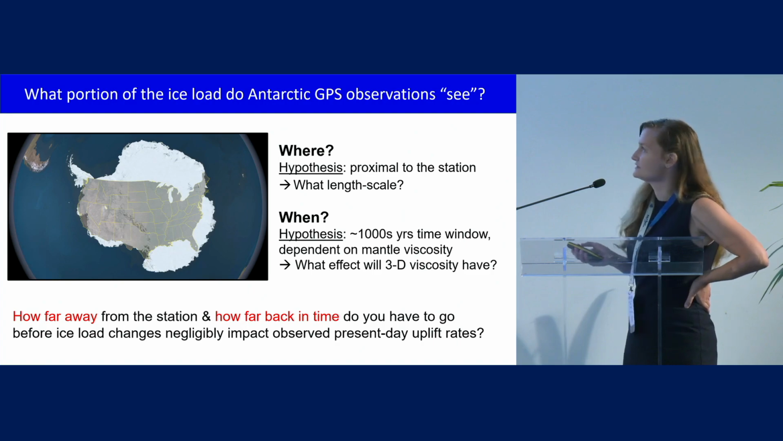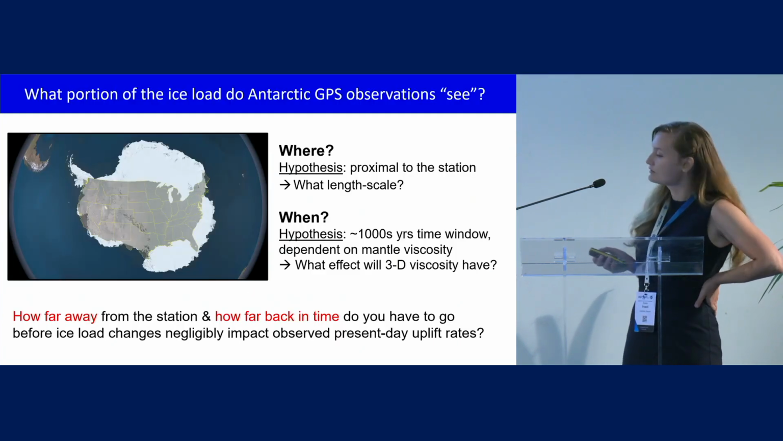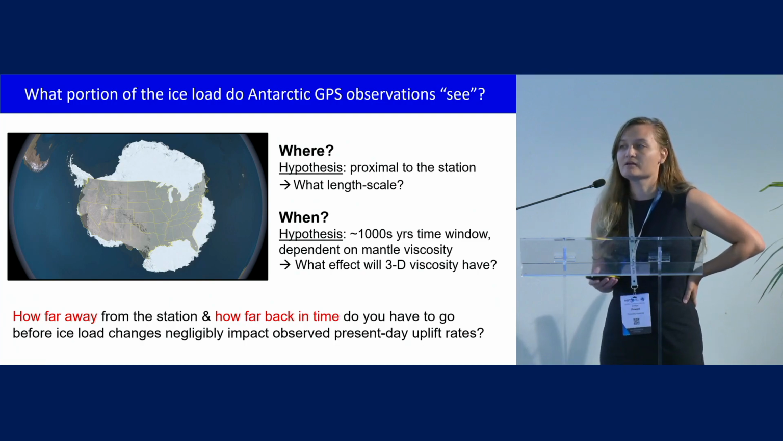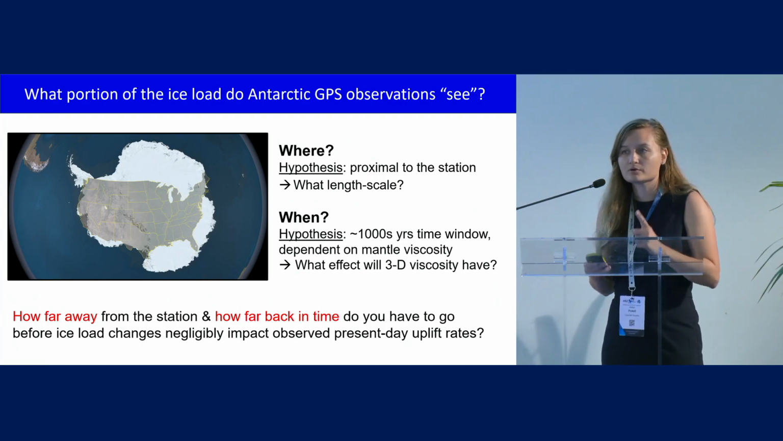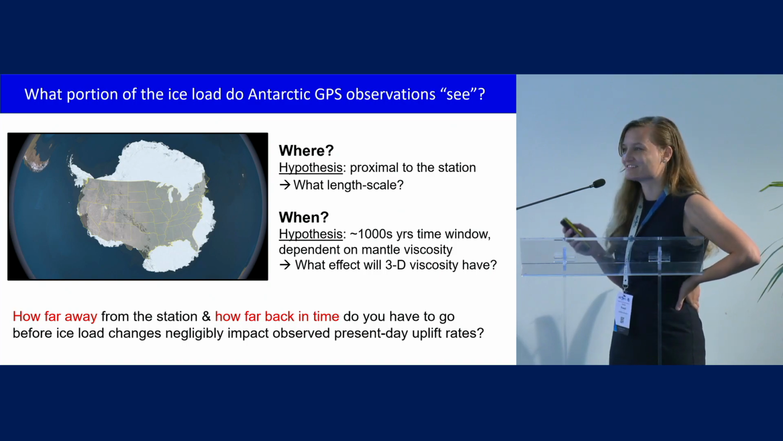And that really leads to my big question: what effect will 3D variations in viscosity have? Is it going to be sort of one number, or is it going to vary with space? So I will answer this question.